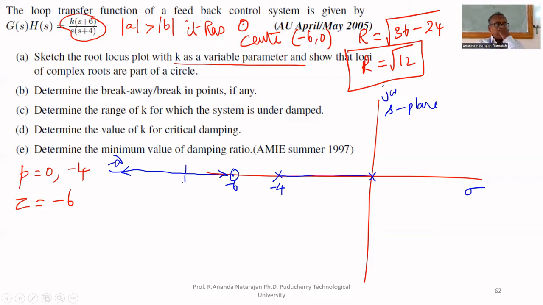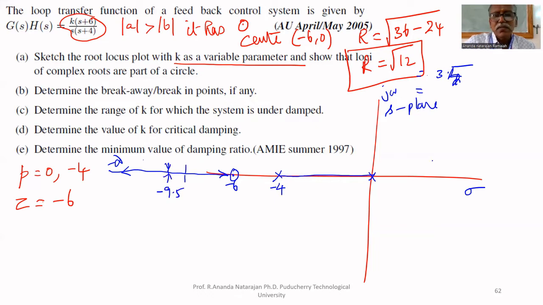You can quickly find. One way of quickly finding is, what is the radius? 3.5. So center is at minus 6. Radius of the circle is 3.5. Subtract 6 minus 3.5. How much? Minus 6 minus 3.5, 9.5 you will get. So minus 9.5 is the break-in point.